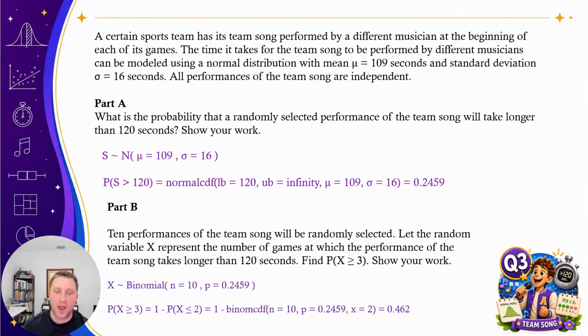So you can define the binomial variable having n equal to 10, that's the number of trials, and p, the probability of success, as 0.2459. Thus, the probability that this random variable will take on a value that is 3 or more, so again, that's 3 through 10, is 1 minus the probability that it will take 2 or fewer times. And because it is a number or fewer, I can use binomial CDF. My answer was 46.2% chance.